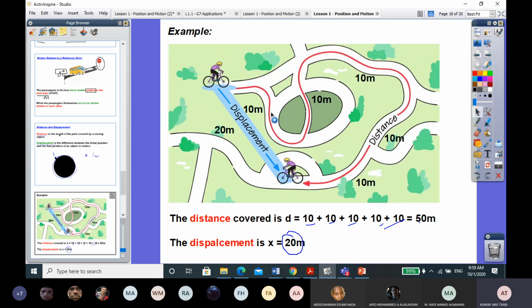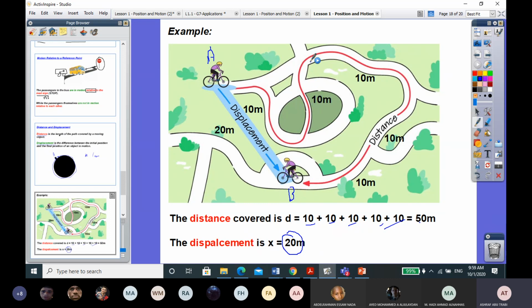This is a bicycle starting from here, going on its journey. He reaches another point here, guys. Suppose this is point A, and this is point B. This rider starts from point A to point B, covering a distance. This is the distance, guys.